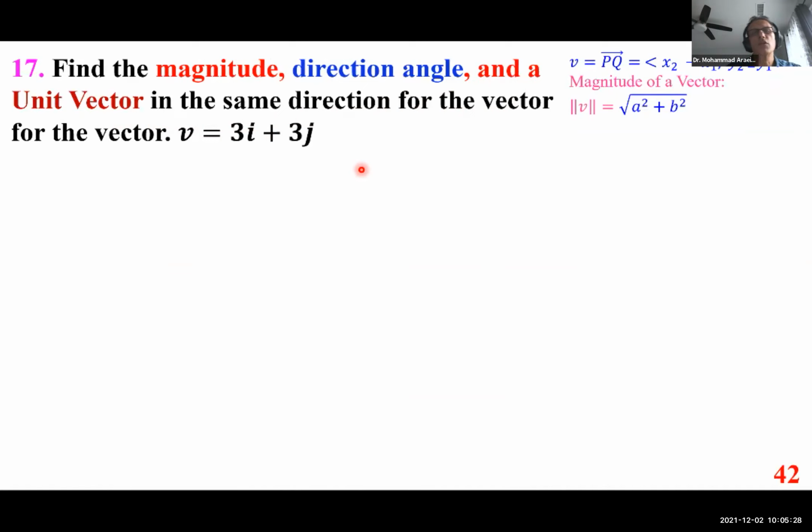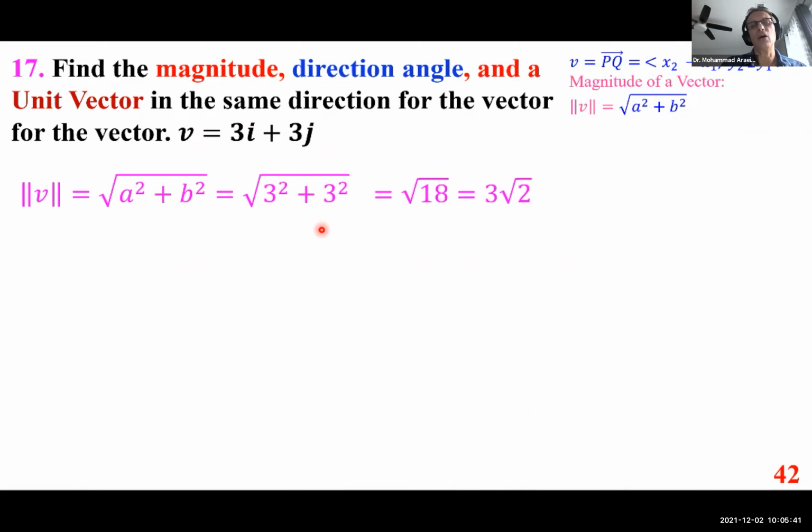So let's start with what we know, magnitude. V is 3i plus 3j, so a is 3, b is 3, put it into the math. So we're going to square each one, we get 9, 9 is 18. And I hope you know this is 9 times 2, 9 comes out as 3, becomes 3 square root of 2. So that's the answer for the magnitude.